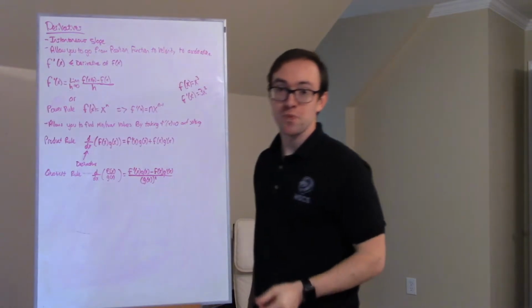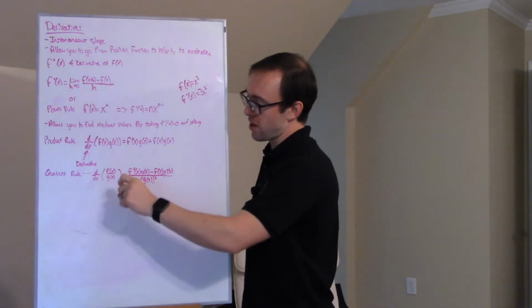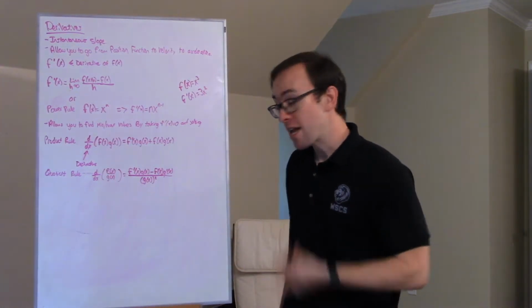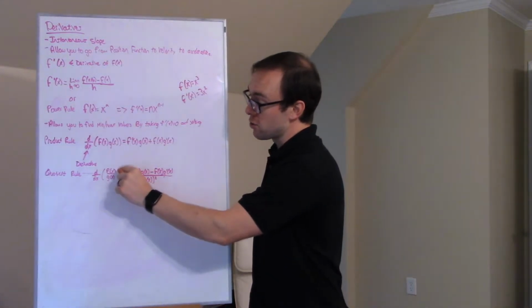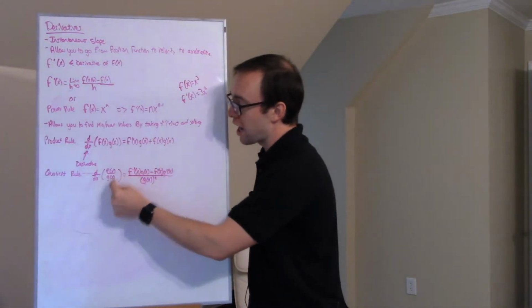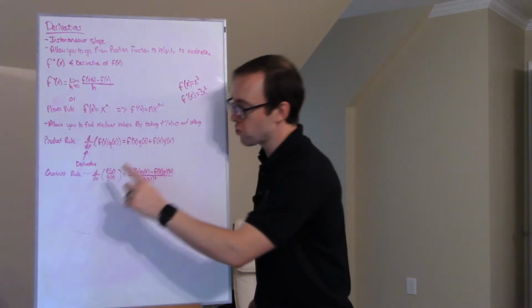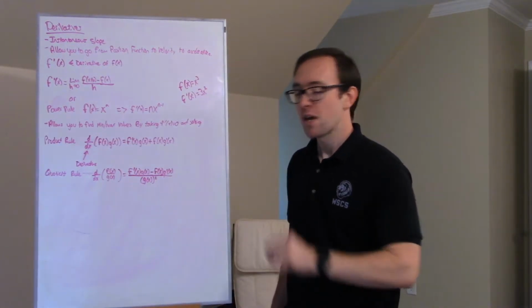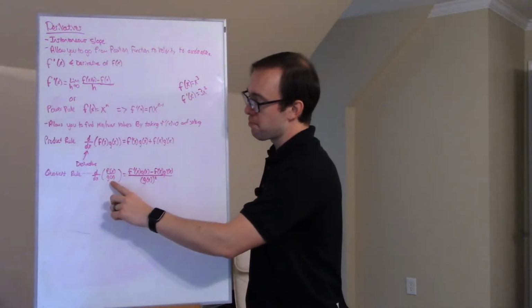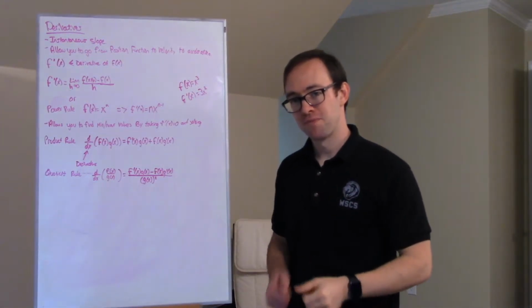Lastly, the quotient rule. If you're looking for the derivative in terms of x of two functions being divided, that would be the derivative of the top times the bottom minus the top times the derivative of the bottom, over the bottom function squared.